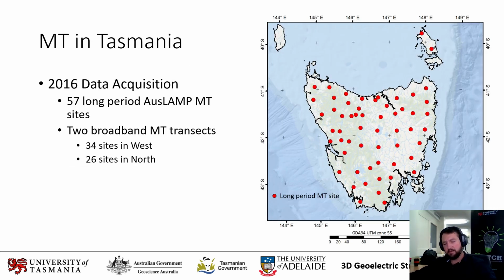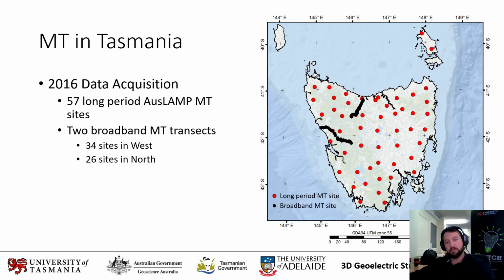So this is the data we have available to us. In 2016, as part of the Tasmanian leg of the AusLAMP project, that's the Australian Lithospheric Architecture Magnetotelluric Project, I'm sure we'll hear more about this in later sessions, we acquired 57 long period sites across the island at a site spacing of about 35 kilometres.